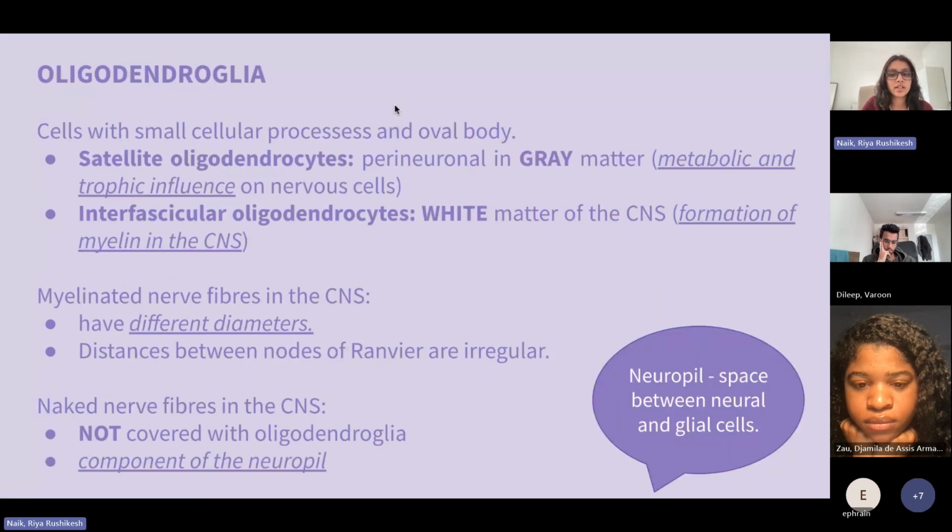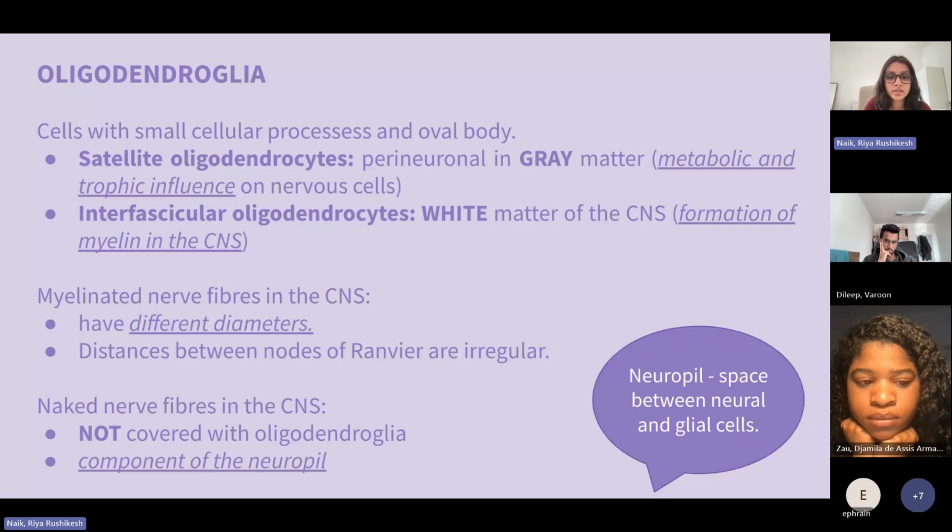There is also another type of neuroglial cells which are found, and they are called the oligodendroglia. They are, again, further classified into two parts. There are the satellite ones and the interfascicular ones. Satellite ones are only found in the gray matter. This is very important. They are only and only present in the gray matter, and they have metabolic and trophic influence over the nervous cells.